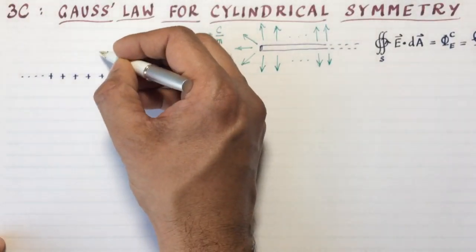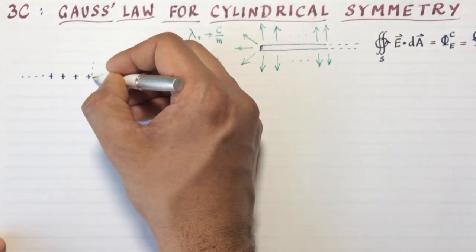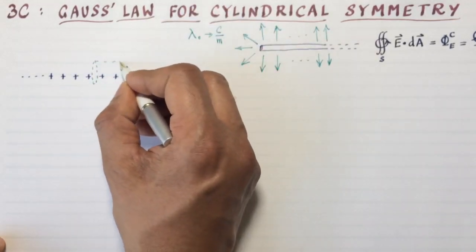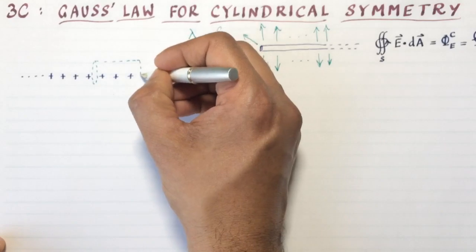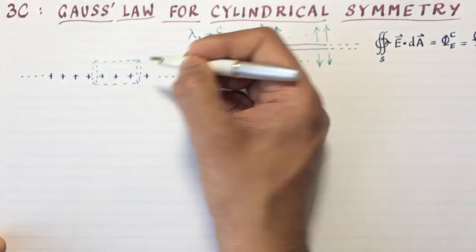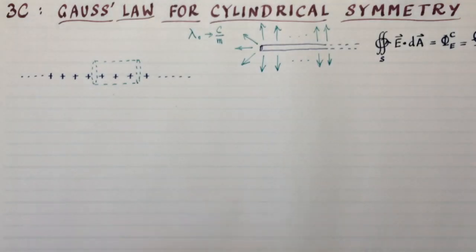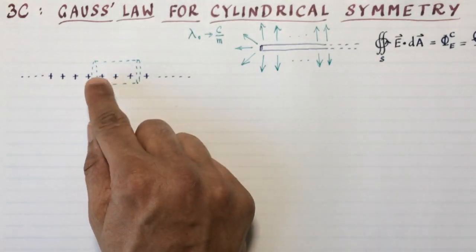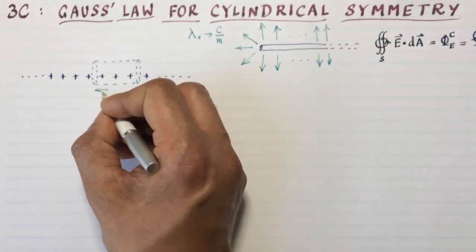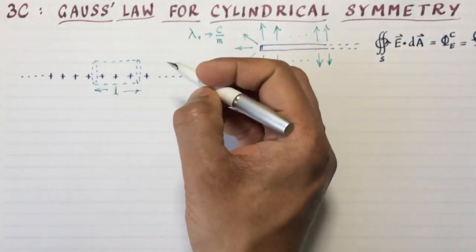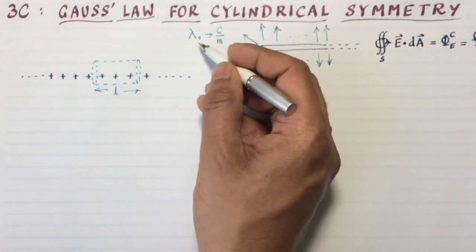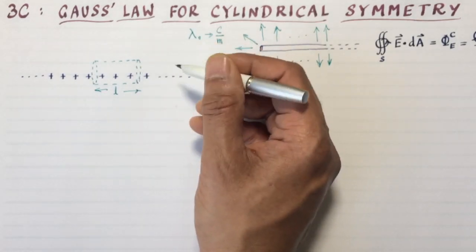A particularly bad choice would be something like this. If I chose the Gaussian surface to be not centered around the charge distribution, well, Gauss's law, as I said, is always true for any Gaussian surface. In this case, you're going to get the flux equals the charge enclosed by this length. So basically, your charge enclosed is going to be lambda naught times L. So the flux is definitely lambda naught L over epsilon naught. So I've solved the problem.